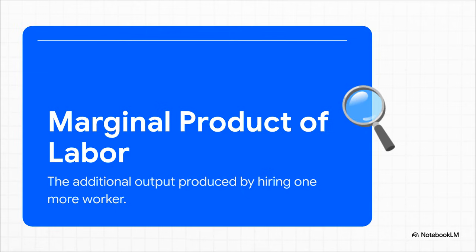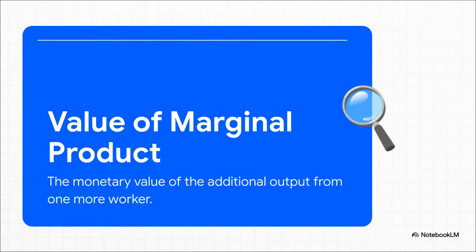Now don't let the fancy name fool you. It's just asking a very simple question. If I hire one more person, how many more things will my company actually make? That's it. It's the extra stuff you get from that one new hire. Okay, so making more stuff is nice, but businesses run on money, right? So we need to take that extra output, the MPL, and translate it into cold, hard cash. And that's where the value of the marginal product of labor, or VMPL, comes in.